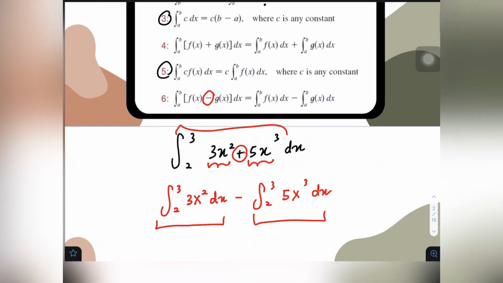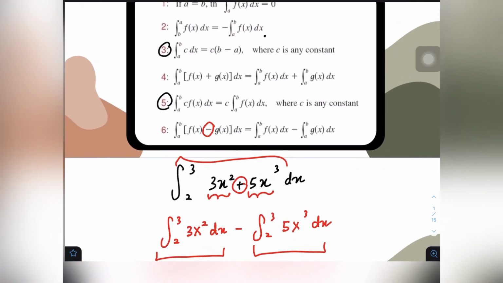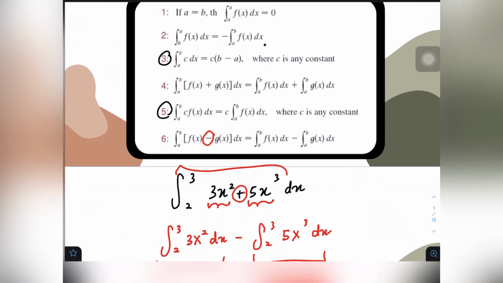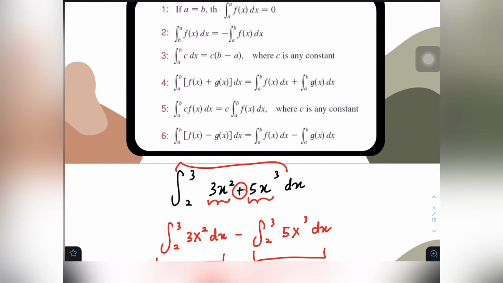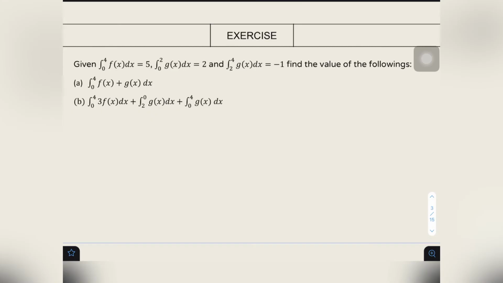So this is a property of definite integrals that is very important for you to understand, because sometimes we don't need to go through every process of integration if we have information that can help us solve our integration. Let's see how we can use the properties of definite integrals that we learned before to solve a few examples of integration problems.